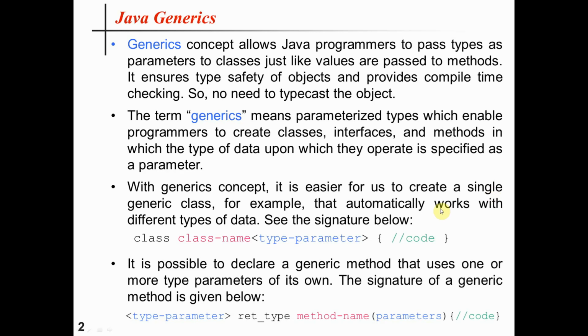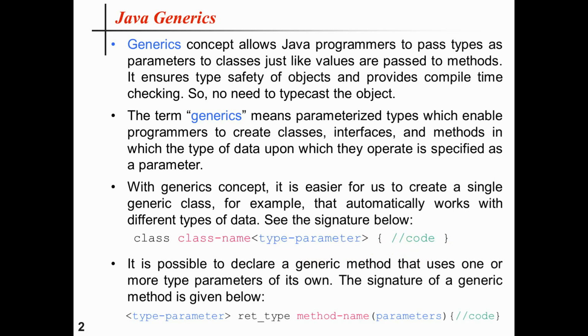Just have a look at the signature below. For example, we can have a class definition like this: the class keyword at the beginning followed by the name of the class, then within angle brackets, that is the parameterized type, we can have a type parameter list. I have written here type parameter, but basically it can denote a list of type parameters. Then comes the class definition, and within the curly braces we put the code of the class. So this is the syntax of a generic class in Java.